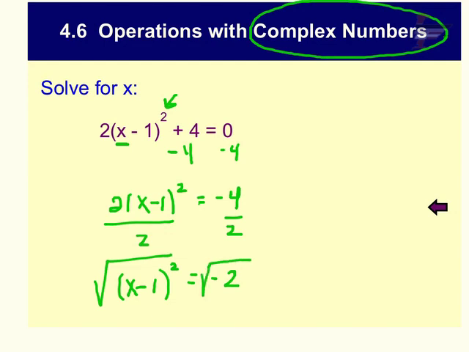And here's where we have a problem. We mathematically are asked to come up with the square root of a negative 2. Well, there is no square root of a negative number. You can't take square roots of negative numbers. That's what you guys have learned. So we have to introduce a new idea to get around this so we can continue solving for x.